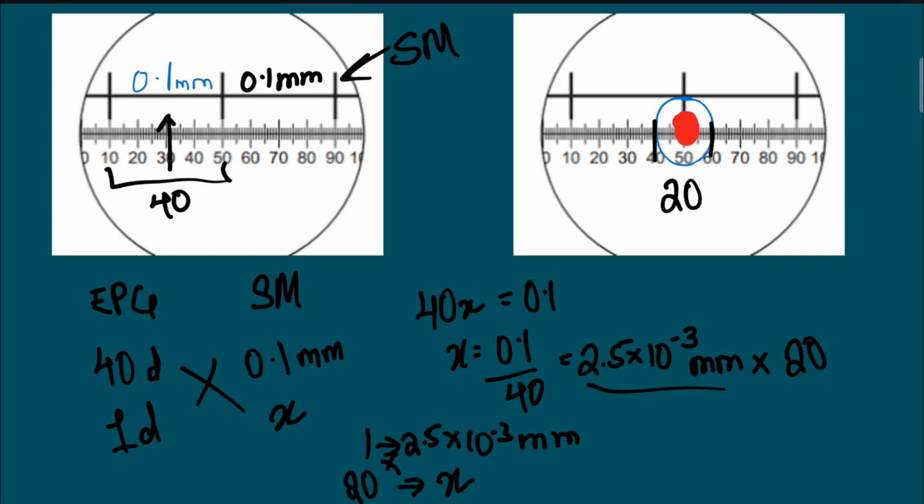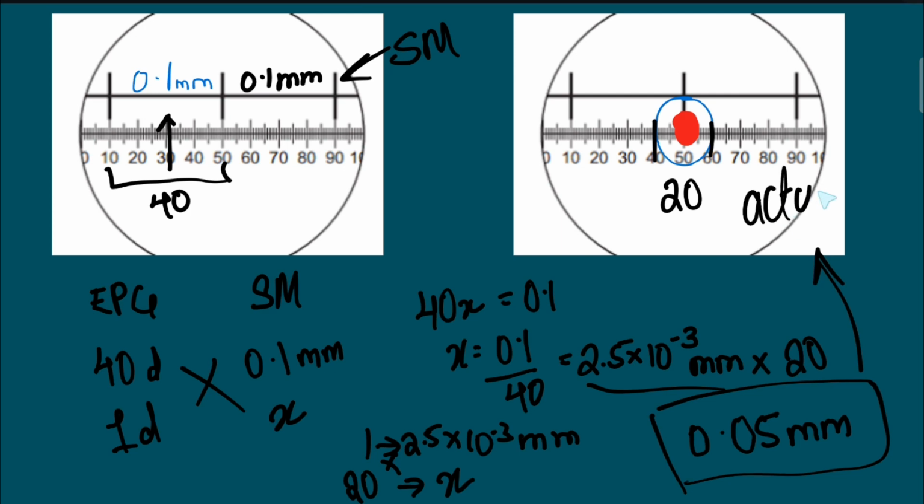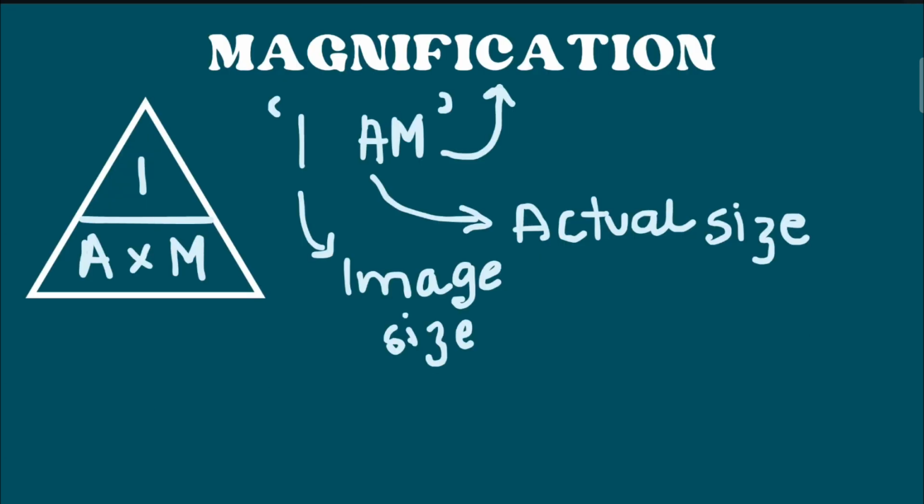And what do you get when you multiply that? You get 0.05 mm. So the actual size of this cell is around 0.05 mm. Cool? Okay. Next, we move on to magnification.